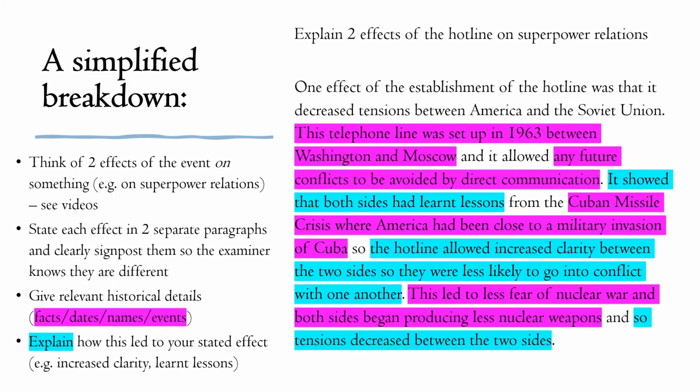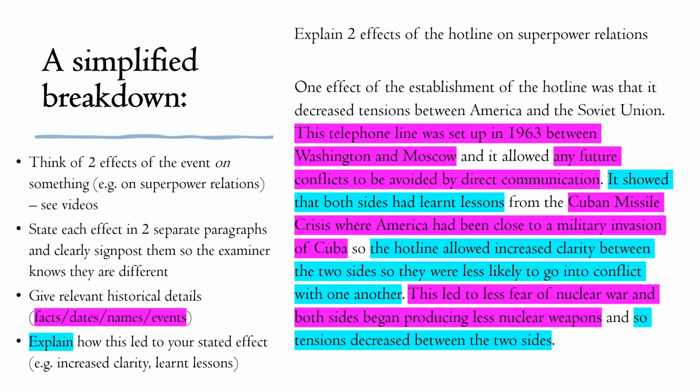One effect of the establishment of the hotline was that it decreased tensions between America and the Soviet Union. Immediately decreased tensions, that's my effect. This telephone line was set up in 1963 between Washington and Moscow, and it allowed any future conflicts to be avoided by direct communication. That's historical details. It showed that both sides had learnt lessons, so that's explaining it. So they'd learnt lessons. That's an explanation of how the establishment of the hotline led to decreased tensions.